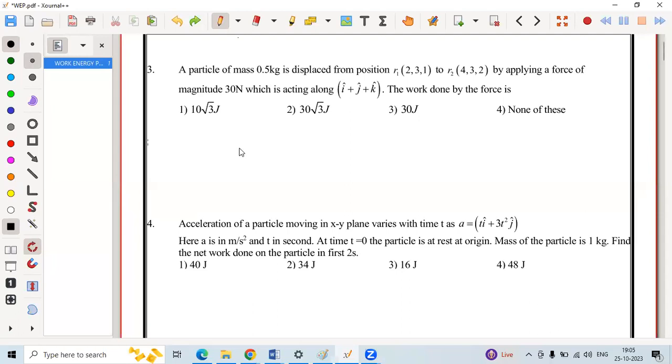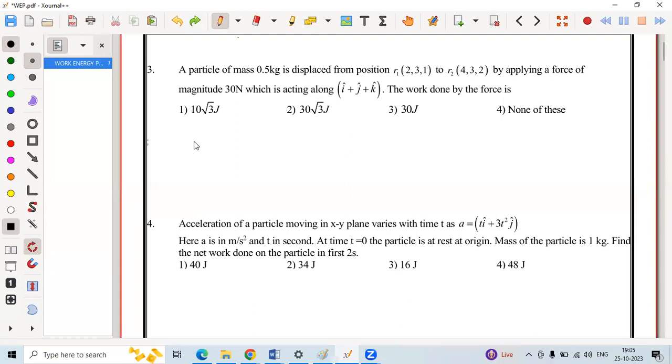Time up. Any answer? See how to solve this question. A particle of mass 0.5 kg is displaced from initial position (2, 3, 1) to final position (4, 3, 2) by applying a force of 30 Newton, which is acting along i plus j plus k. Find the work done.